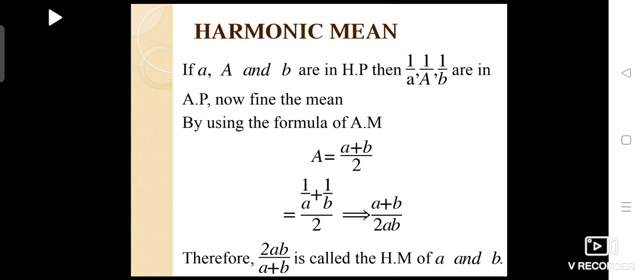Now harmonic mean. This is the same concept as the arithmetic mean. If we are finding the arithmetic mean between a and b in a harmonic sequence, we just take the reciprocal of these terms, then apply the formula of the arithmetic mean to find the formula for the harmonic mean. We replace a with 1 by a and b with 1 by b, and we get the answer 2ab divided by a plus b. So this formula gives the harmonic mean between two numbers.